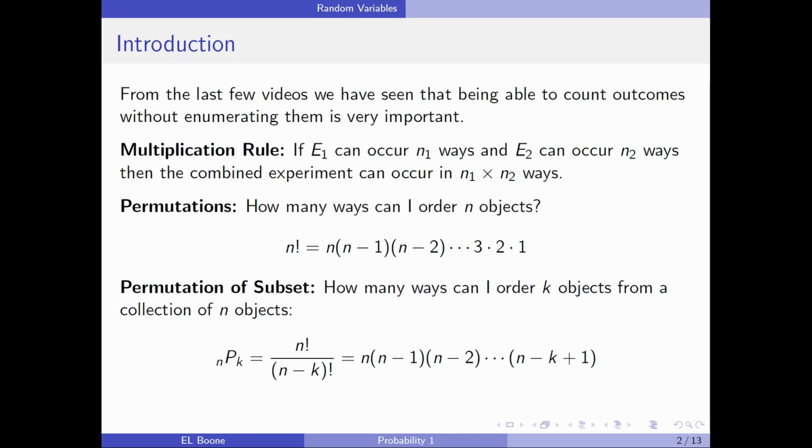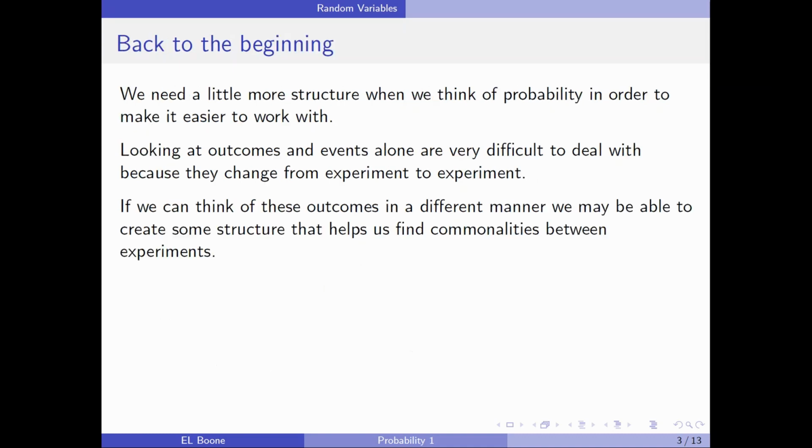Okay, so in the last couple of videos, we've been talking about counting outcomes, enumerating them. Everything is really important. We've talked about a multiplication rule, permutations, and permutations of a subset. We've talked about combinations. Now what we want to do is back up a bit.